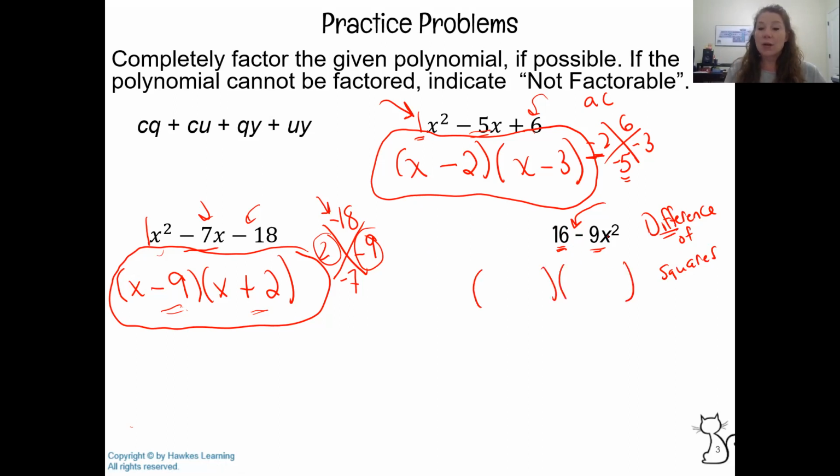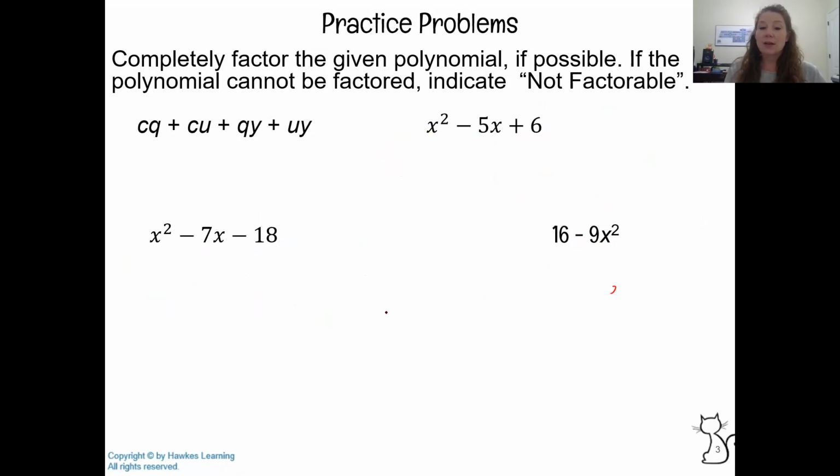We're going to find the square root of both of these terms. The square root of 16 is 4, so we're going to distribute the 4. The square root of 9x squared is 3x and 3x.